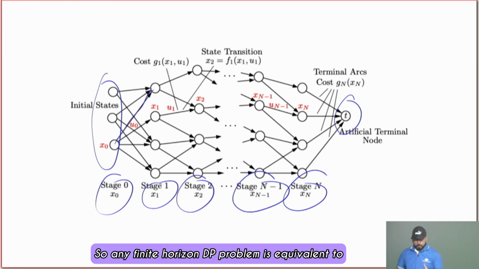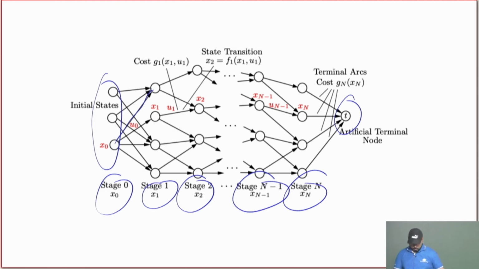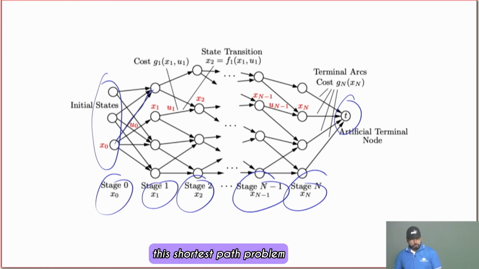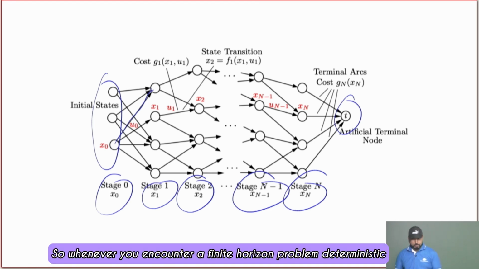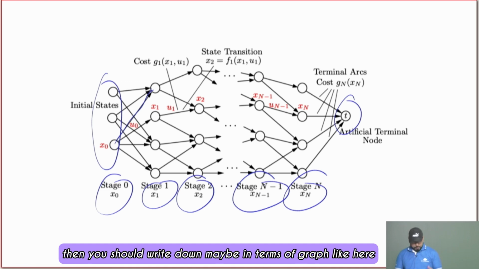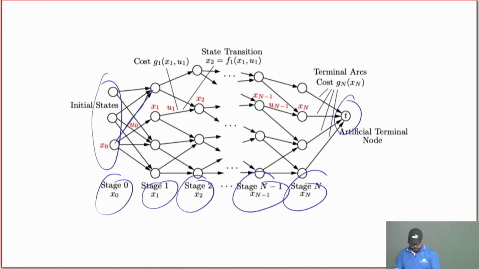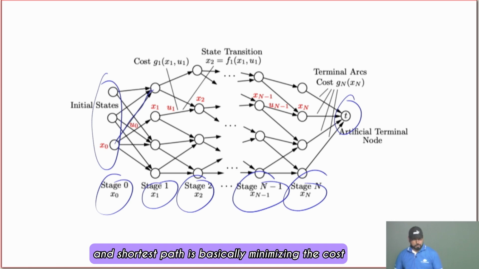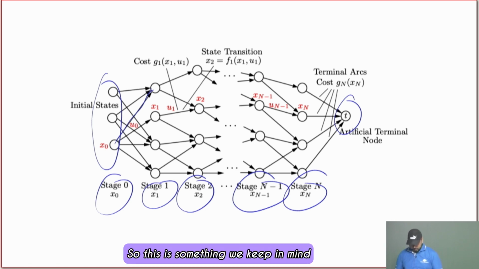So any finite horizon DP problem is equivalent to this shortest path problem. So whenever you encounter a deterministic finite horizon problem, you should write it down in terms of a graph, like here, and shortest path is basically minimizing the cost.